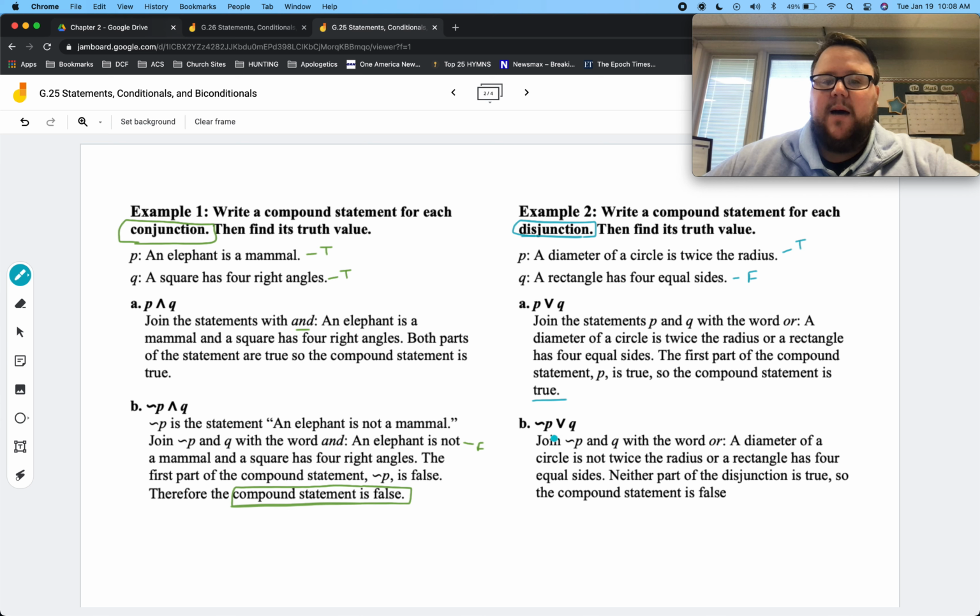Now we're going to do not P or Q. So not P would be a diameter of a circle is not twice the radius, or a rectangle has 4 equal sides. So not P, a diameter of a circle is not twice the radius. That is false. And a rectangle has 4 equal sides is also false. So there's no true. Neither one of those statements is true. So the compound is false.